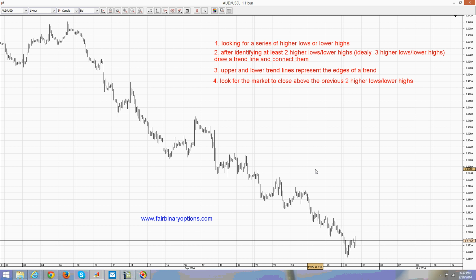Let's go a bit again over the steps to be looked upon. The first one will be to look for a series of higher lows or lower highs, and after identifying those, at least 2 points, ideally 3, we should draw a trend line that should help us define the upper or lower edges of the trend. And then of course in a bullish trend we will look to buy call options every time the lower edge is tested, and in a bearish one we're going to look to buy, of course, put options.